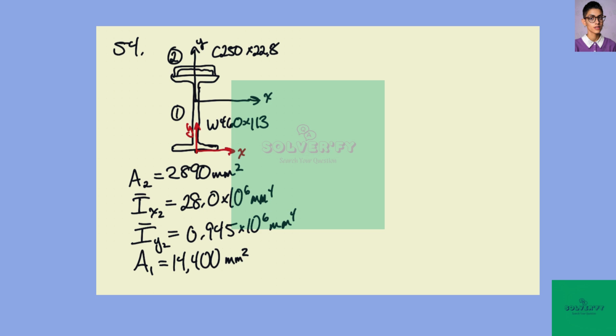And so for the C channel, we have these properties here, and we have to be a little careful about looking at them, because in the book this is the y-axis for the C channel. This is the centroidal y-axis, and this is the x-axis for the C channel. So we have to be a little careful about how we use those, because we've rotated our C channel.